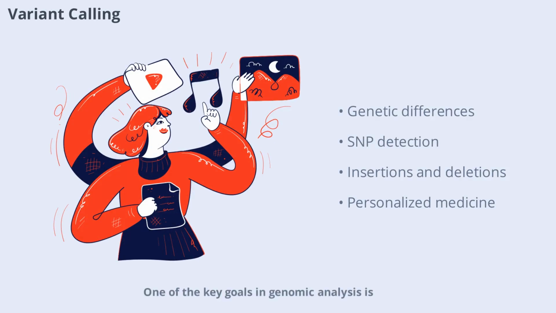One of the key goals in genomic analysis is to identify genetic variants, differences in DNA sequences among individuals. Variant calling uses computational methods to detect single nucleotide polymorphisms, SNPs, insertions, deletions, and other changes. These variants can influence traits, disease susceptibility, and drug response. Accurate variant calling is vital for personalized medicine and population genetics.